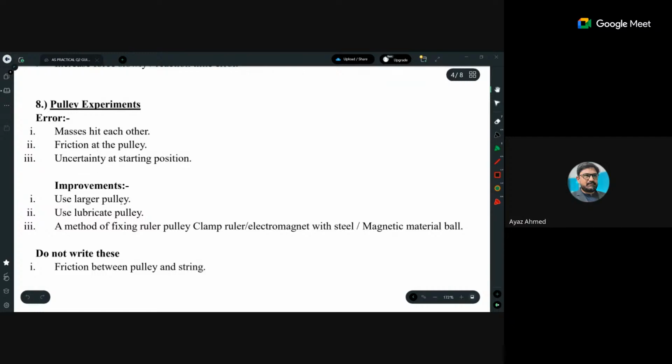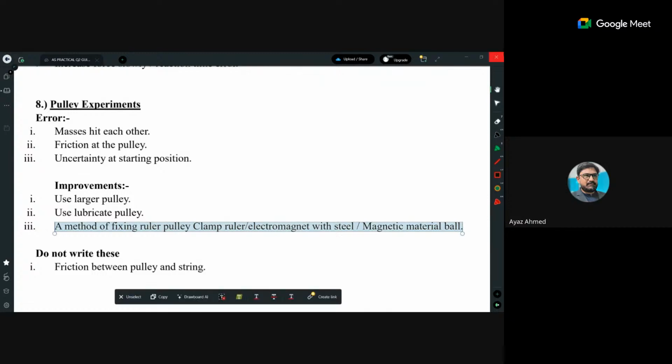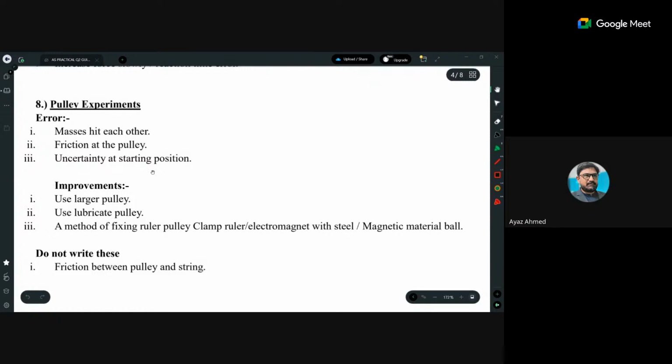This is a solution of the second error, friction at the pulleys. Then a method to fix the ruler or pulley. That I told you, the uncertainty at the starting position can be removed by what? That can be removed by a method of using a ruler or a pulley or a clamp, etc. So that can be any of the methods of fixing the uncertainty or that error with the starting position. So don't write friction between the pulley and the string, because there is no friction between the pulley and the string. Got it? Yes.